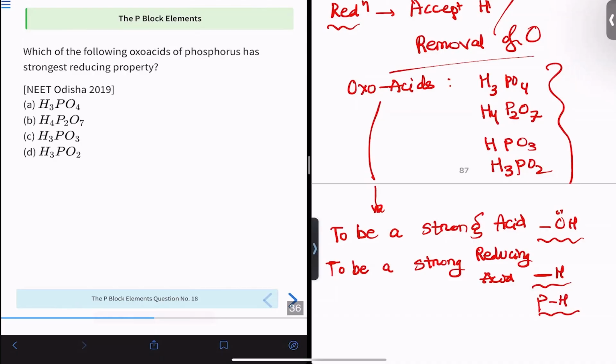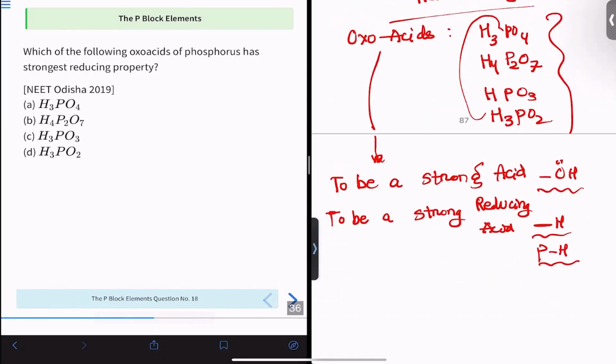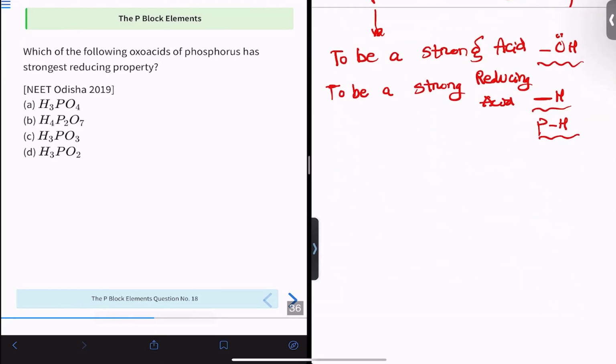To find out which of the following has more number of PH bonds, you must know the structures of all the four compounds. So I will draw the structures of all four. I hope you remember. First, going with H3PO4. How will be the structure of H3PO4? This is the structure for H3PO4. Does it have any PH bonds? No. So it does not have any reducing property.